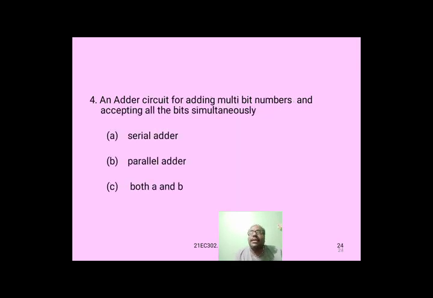Now the fourth one, an adder circuit for adding multi-bit numbers and accepting all the bits simultaneously, that is the answer, parallel adder. An adder circuit for adding multi-bit numbers, that is 4-bit or 5-bit or 6-bit, 10-bit, any bits, and accepting all the bits simultaneously is a parallel adder only. Once again I will tell you that for 4-bit addition we want to have 4 full adders. For 8-bit addition we want 8 full adders. For 16-bit addition 16 full adders are required.